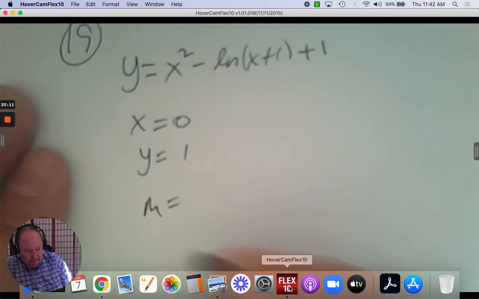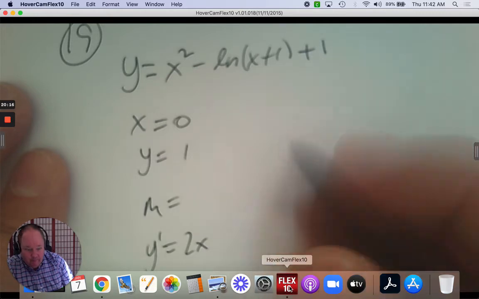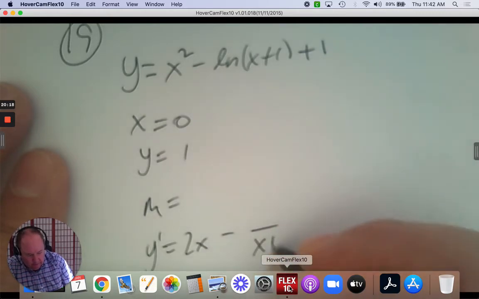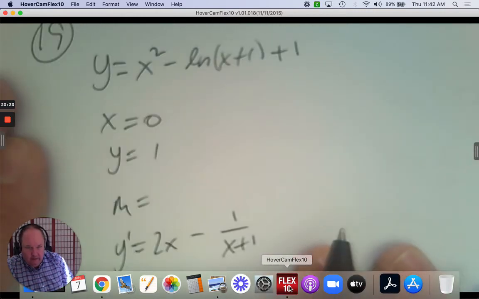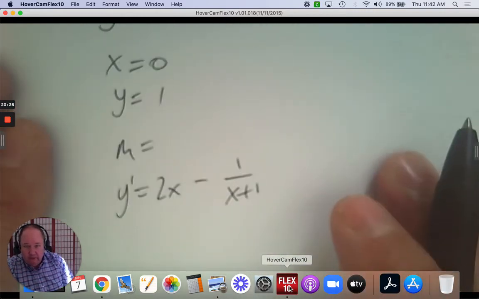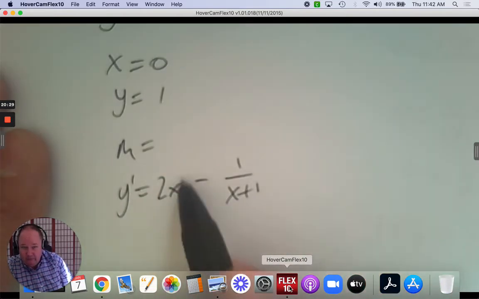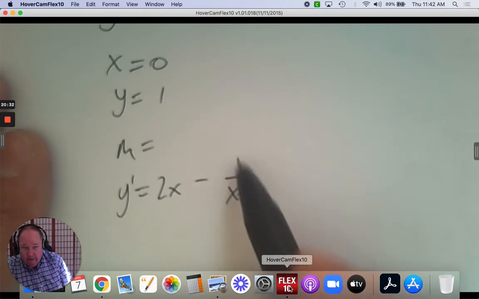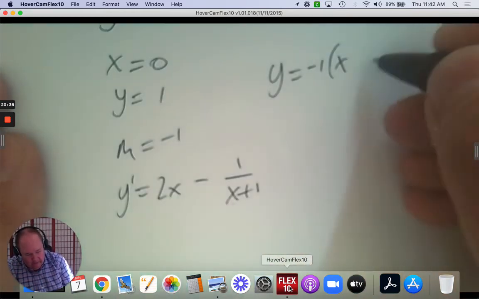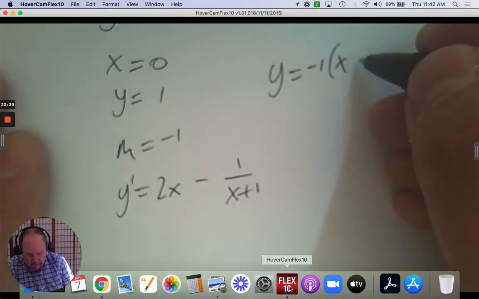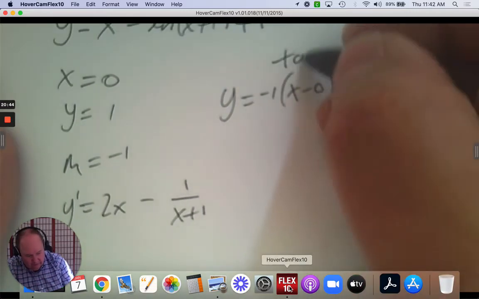So the derivative of that is 2x. And then ln, what you see, the derivative of x plus 1 is 1. And then the derivative of 1 is 0. So it's just that. And then what number do I plug in for x? It's 0. So 0 here gives me negative 1 when I simplify it. So I got negative 1 times x subtract 0, or x, plus 1. That's the tangent.